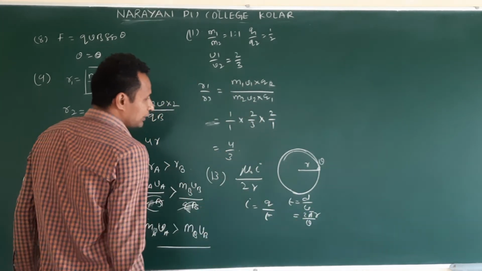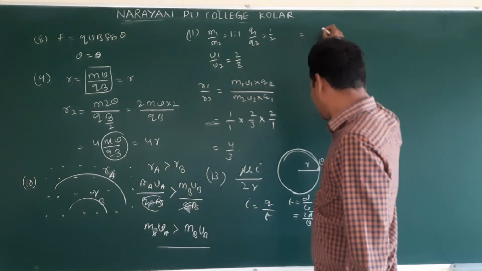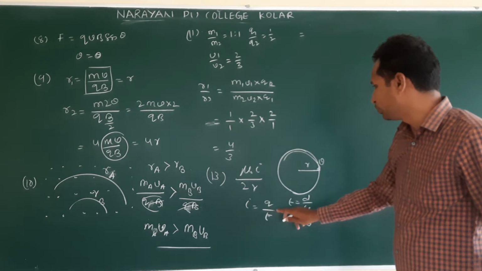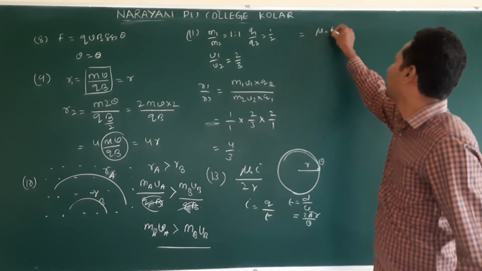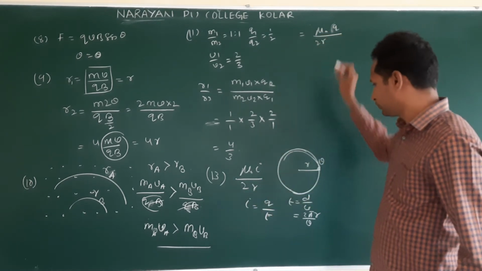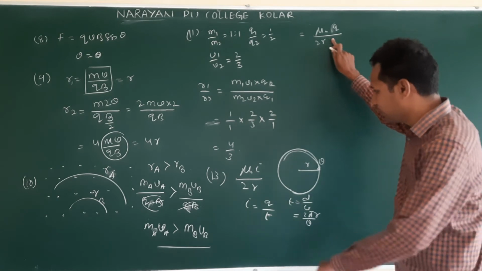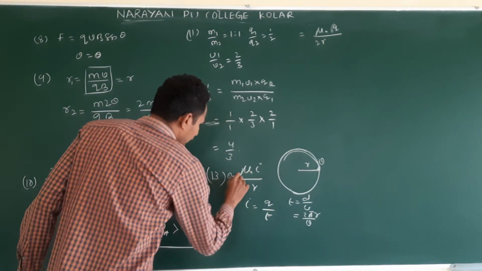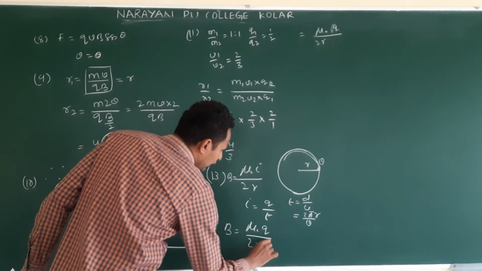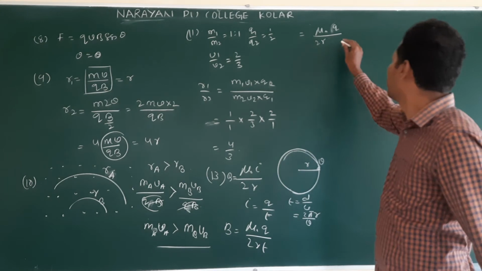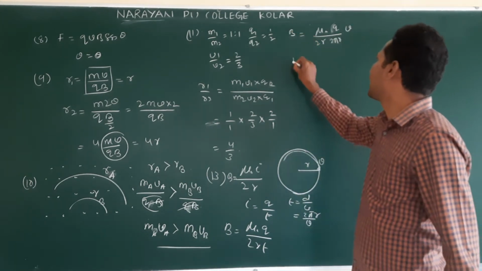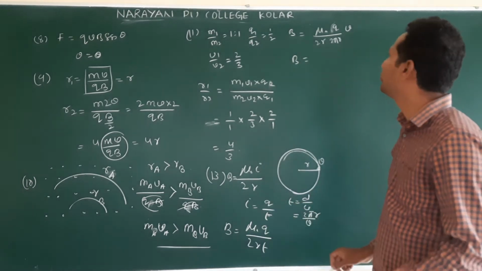Substitute this I value. Q by T is what you will get. So mu naught Q by 2r T. Here I will write it to avoid confusion: B is equal to mu naught Q by 2r T. Now substituting T as 2 pi r by V, clear? So they are asking for the relation between V and B.